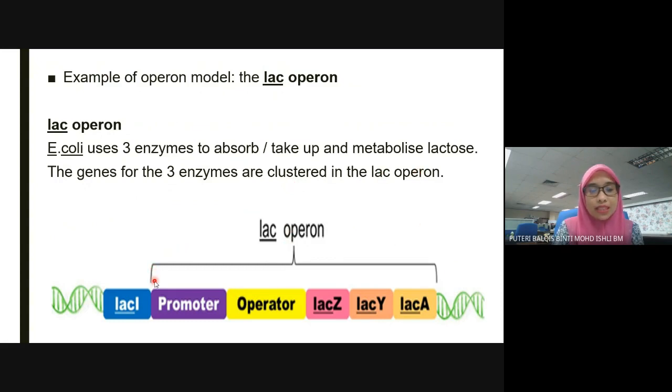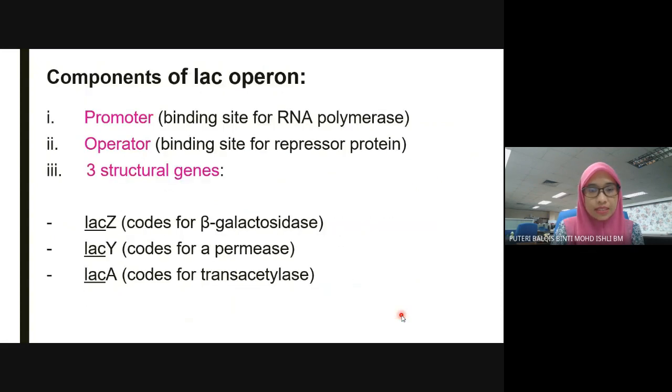Lag Operon starting from promoter, started from promoter until Lag A. Promoter, operator, Lag Z, Lag Y, Lag A. Lag Z, Lag Y, Lag A are also known as structural genes. These are three structural genes: Z, Y, A. And each gene will code for each specific enzyme.